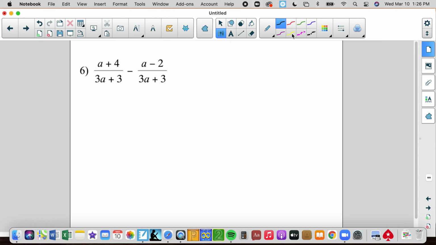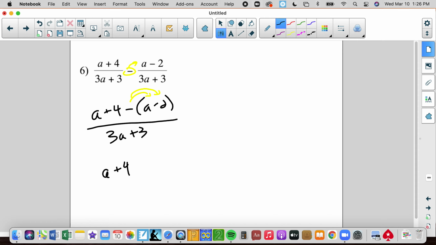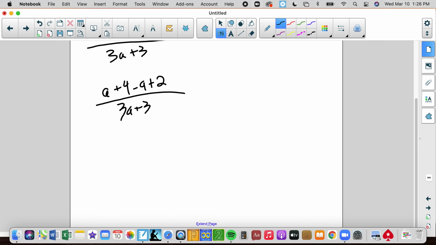All right, we again have this that we have to distribute it out to. A plus 4 minus the quantity a minus 2 over 3a plus 3. Distribute the negative. We get a plus 4 minus a plus 2 over 3a plus 3. Let's combine like terms. A and negative a cancel. 4 plus 2 is 6 over 3a plus 3.